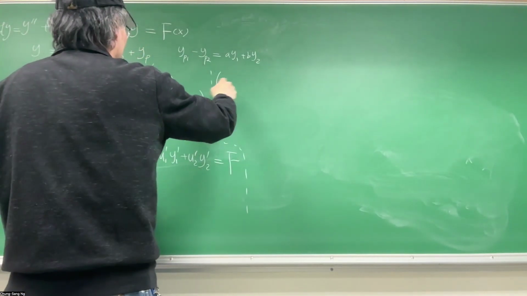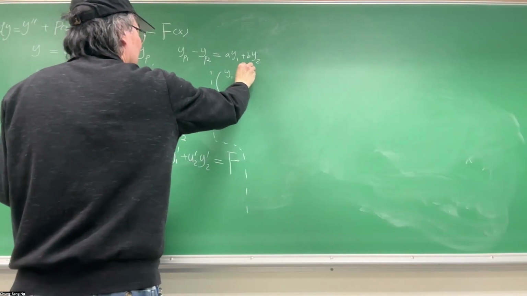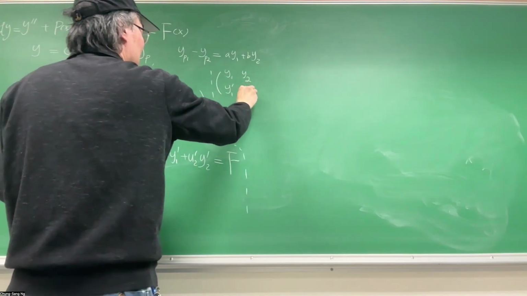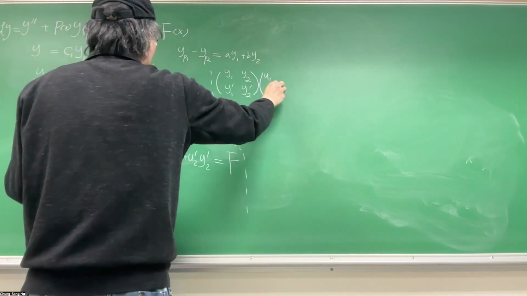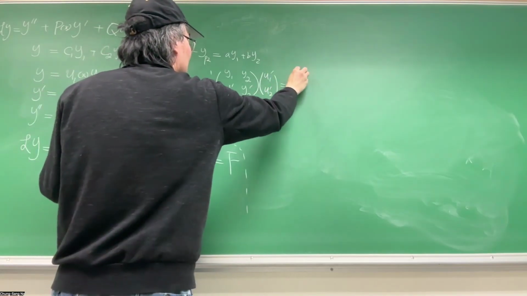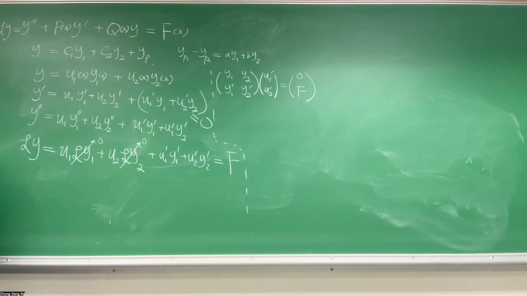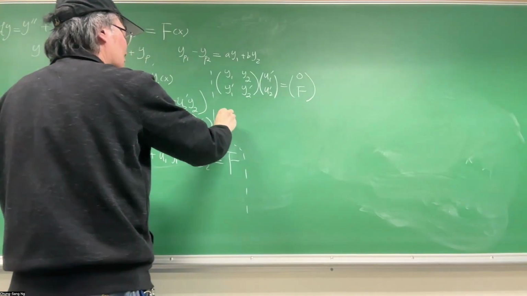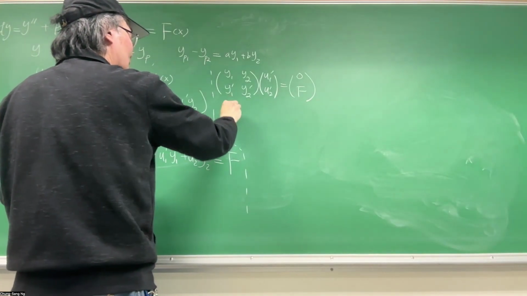So the equation is y sub 1, y sub 2, y sub 1 prime, y sub 2 prime, and then u sub 1 prime, u sub 2 prime equals to 0 and f. Okay. And now you can write down the solution, u sub 1 prime, u sub 2 prime.